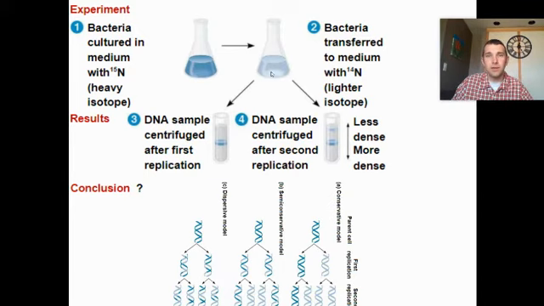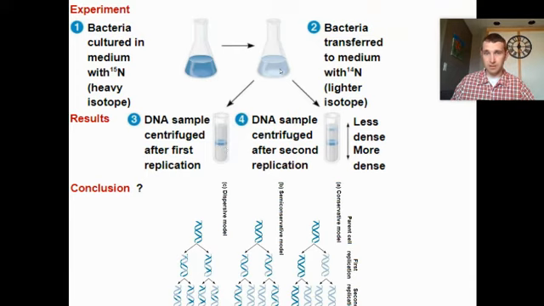Then they take the bacteria and allow it to grow in a medium with regular nitrogen in it. So that old DNA that's in these bacteria is still going to be there. The question is, how is it going to be there? They took some DNA out of this after one round of replication, after say 30 minutes to an hour after the bacteria had replicated, and found that that DNA was all uniform density.